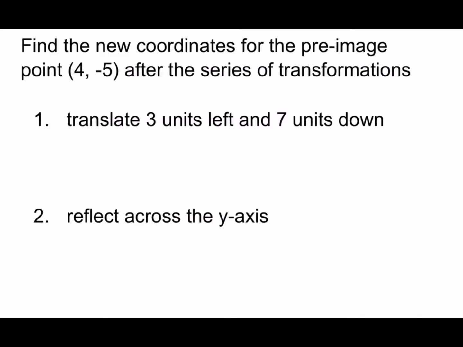Right. So here's just a quick little example to practice everything that we've talked about. It says, find the new coordinates for the pre-image point 4, negative 5 after these series of transformations. So the first thing you're going to do is translate it 3 units to the left, 7 units down. Using what we've learned about coordinate notation for translation, 3 units to the left means that you're taking your x coordinate and subtracting 3 from that. 7 units down means that you're taking your y coordinate and subtracting 7 from that.